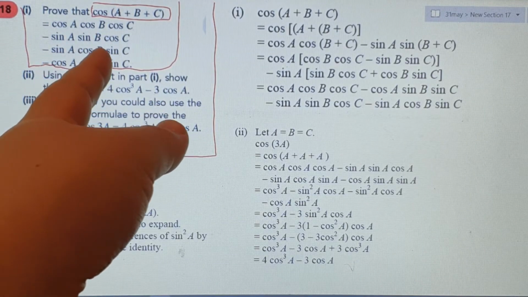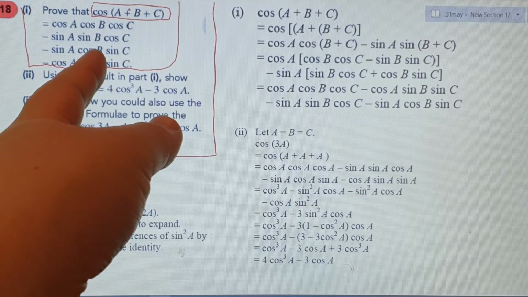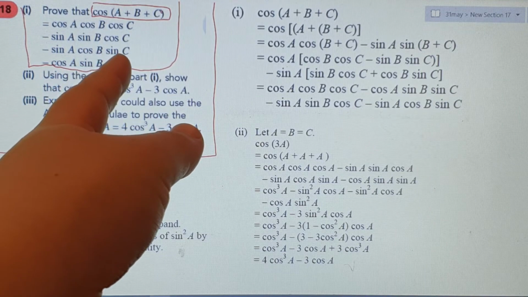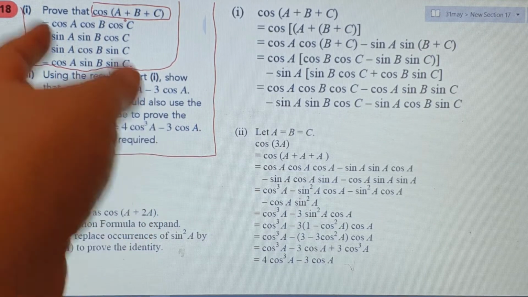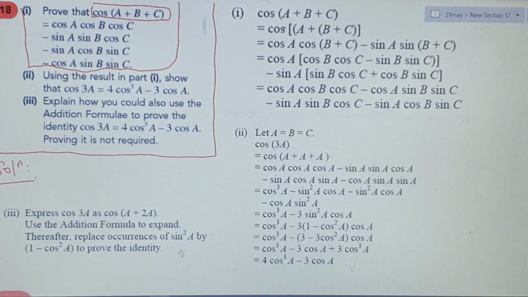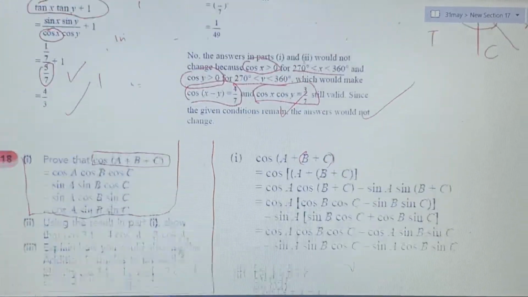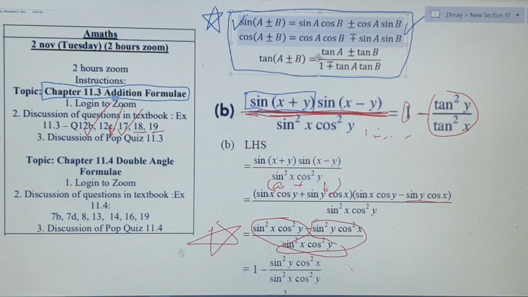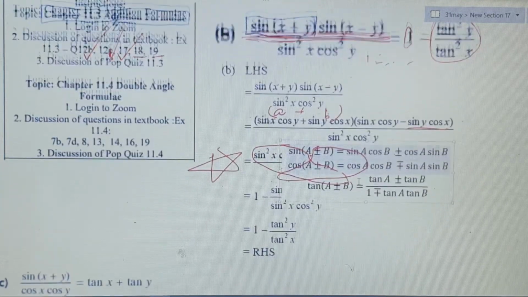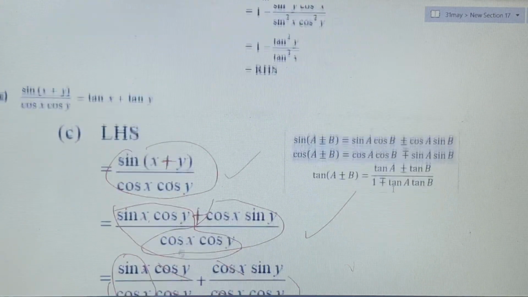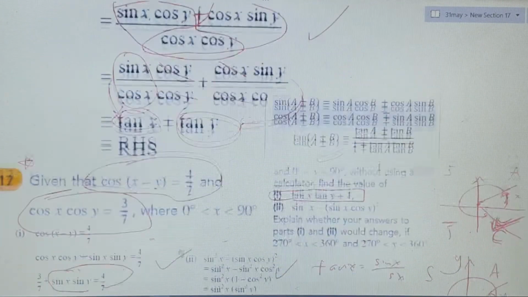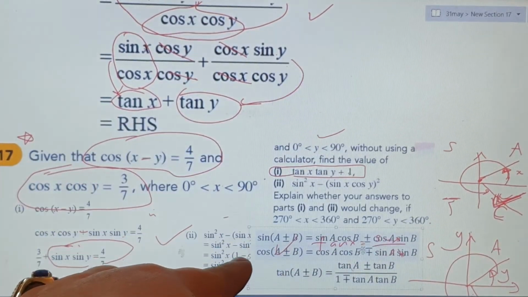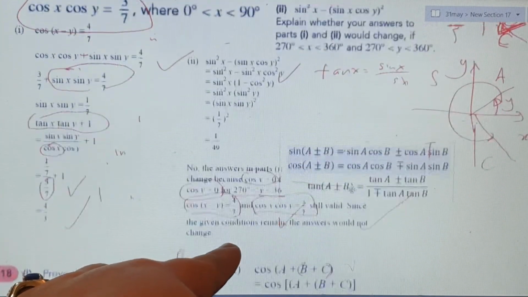Now how do I prove this? Cos whole thing, a plus b plus c is this whole thing. Now what you can do is this one here. You group these. Because in your formula, if you remember, I'm going to bring the formula down so they can refer to it. This formula we are going to use the second one.